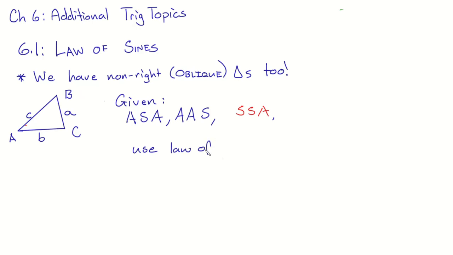Now, this one, I write it SSA just so it doesn't look like we're just writing profanity all the time. The other big part of it, though, I want you to put asterisks or stars or something next to this one. That's the weird situation that we're going to have to deal with. Okay, we're going to use the law of sines.